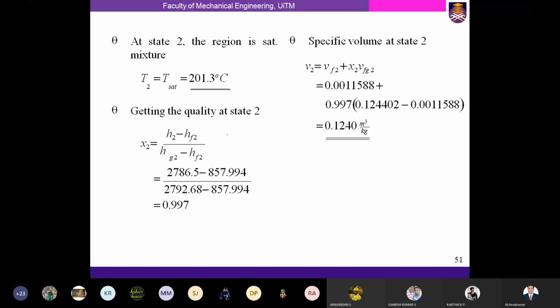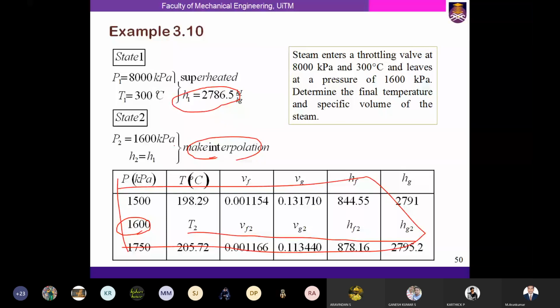So the thing is again the same. We have the state and value, so the unknown value will be found, and from this comparison, H1 will be equal to H2 here.